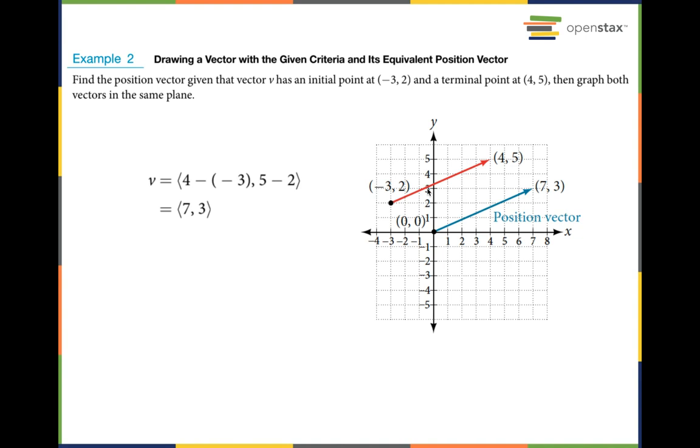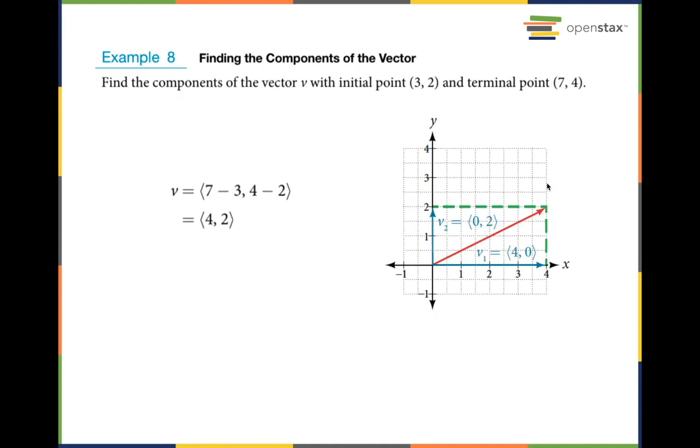So here's the initial point negative 3, 2, and the terminal point 4, 5, and the position vector ends at 7, 3. And you can see it's just as if we scooted it down and over to the right a little bit and got our position vector there.